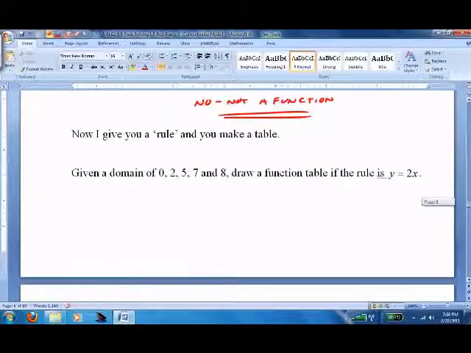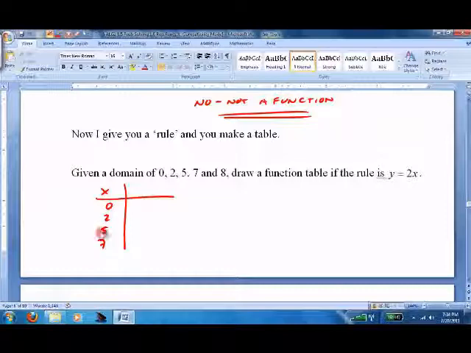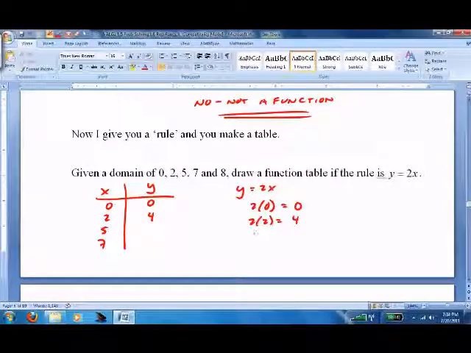Now, I'll give you a rule, and you make the table. Draw a function if the rule is y equals 2x. So, x is the domain. We write down 0, 2, 5, 7. The rule is that y equals 2 times x. So 2 times 0 equals 0. 2 times 2 equals 4. 2 times 5 equals 10. 2 times 7 equals 14. And that's it. It's really that simple. A lot of fancy math terms, but it's about that easy.